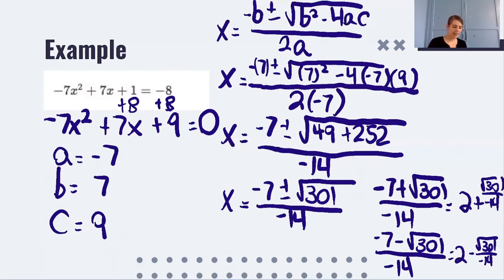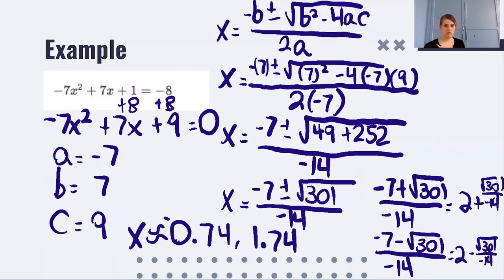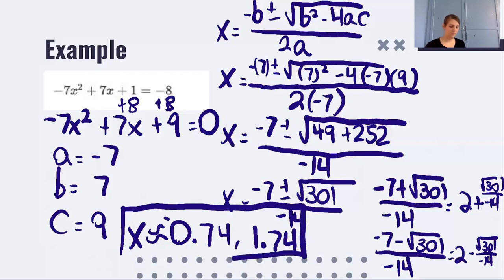When you do that, you get x at approximately negative 0.74 and positive 1.74. So on your graph, that's where your points would go when you were graphing this. Now you're going to try one, plug it in, go one step at a time to solve for the answer.